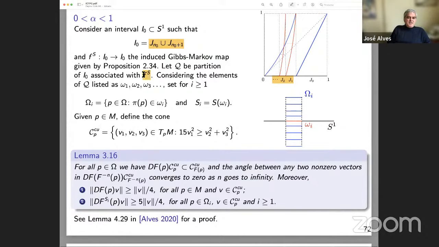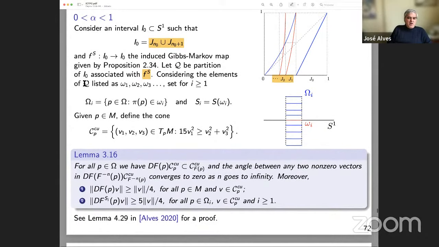And so there is a natural partition. I call it Q. And I'll list the elements: it is a countable partition associated to the induced map, which is a Gibbs-Markov map. I call them omega 1, omega 2, and so on. And associated to this, see that the omegas, they are in S1. So now look at this second picture. So the omegas, they are in S1. So we can consider the points.